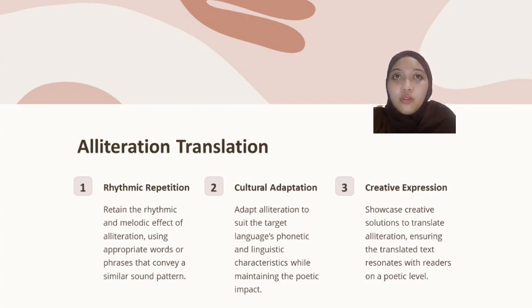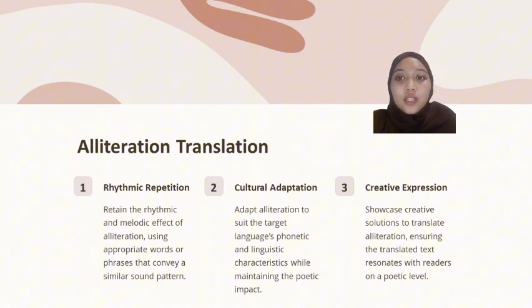This approach involves retaining the rhythmic and melodic effect of alliteration by using appropriate words or phrases that convey a similar sound pattern. For example, if the original text contains the phrase Peter Piper picked a bag of pickled peppers, a translator might use a phrase like Sally sells seashells by the seashore in the target language.